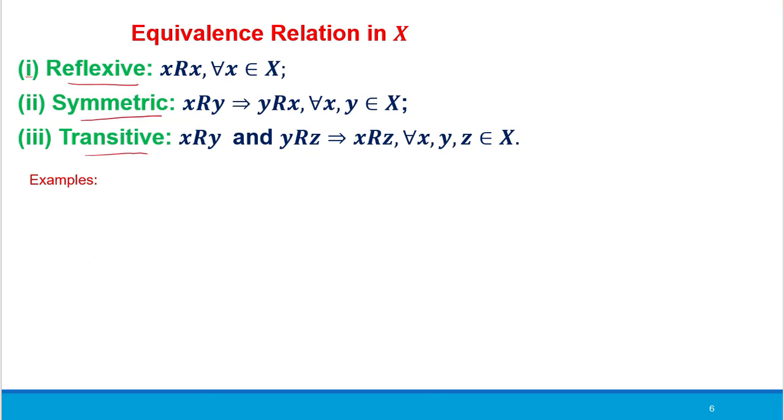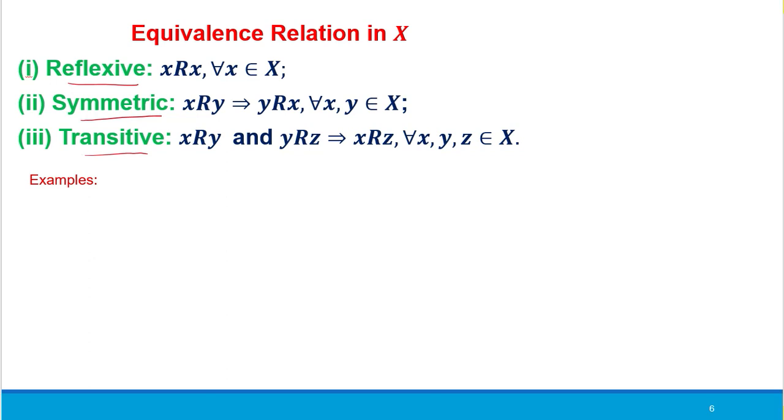The meaning of being symmetric is if one element is related to other, then the other element is also related to the first element. So if x is related to y, then y is related to x. And what is the meaning of transitive? If x is related to y and y is related to z, then x is related to z. So these are the types of a relation. Now let us understand with some examples.